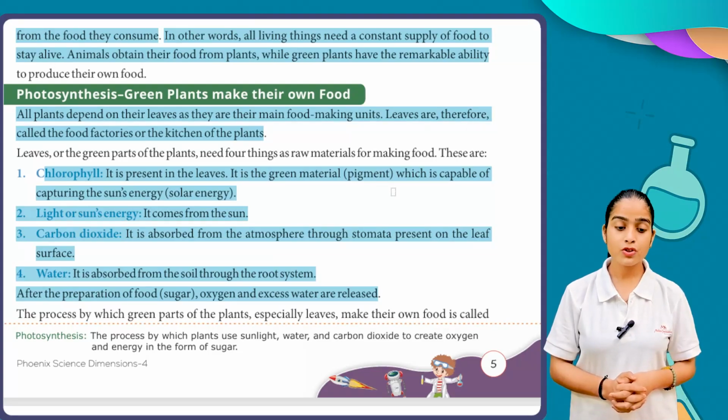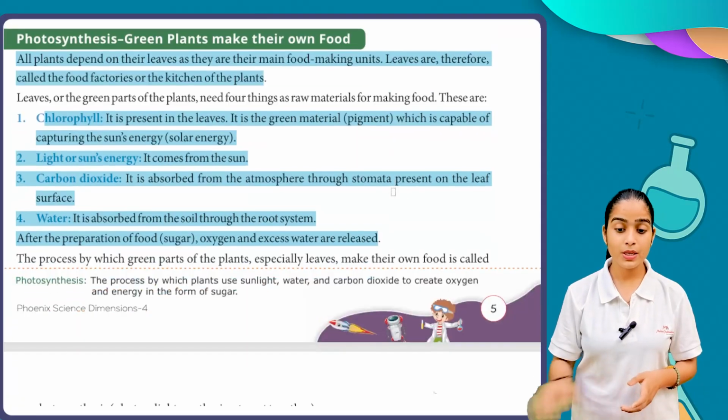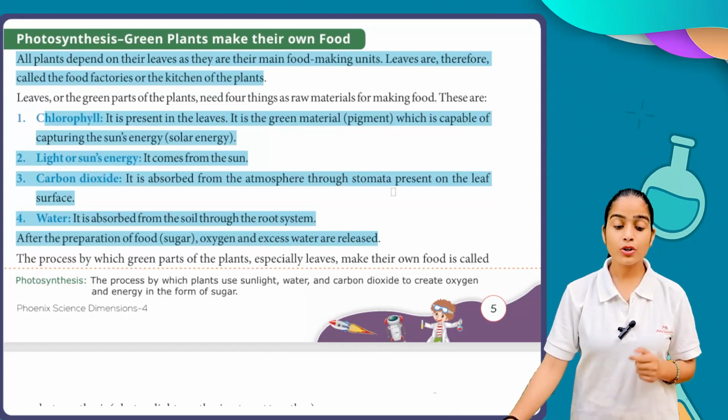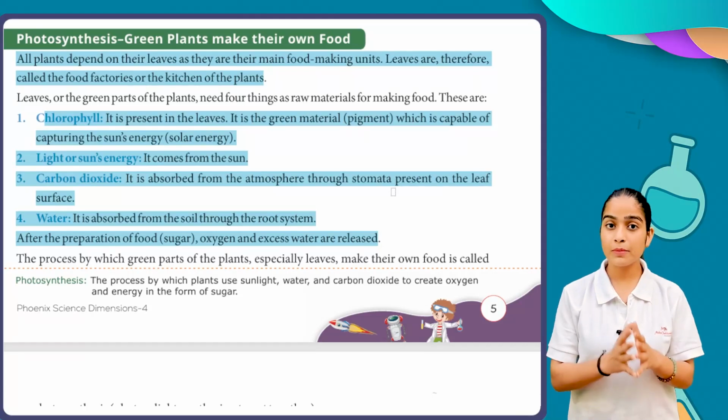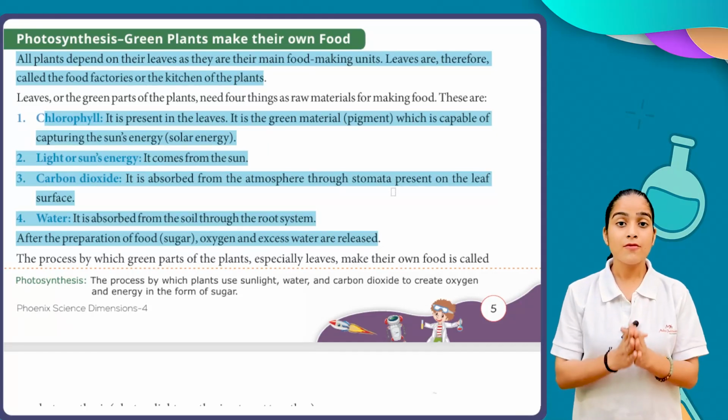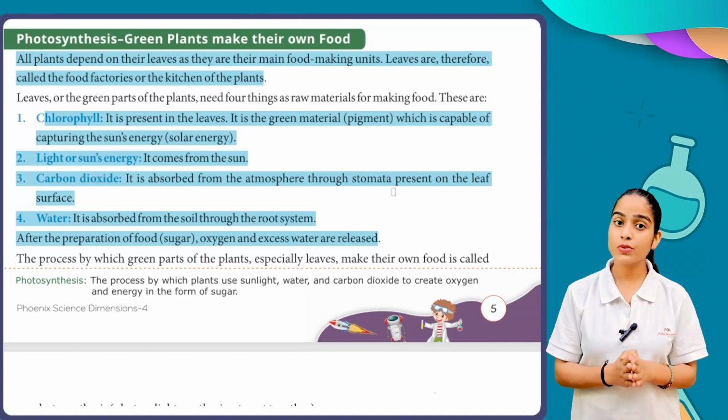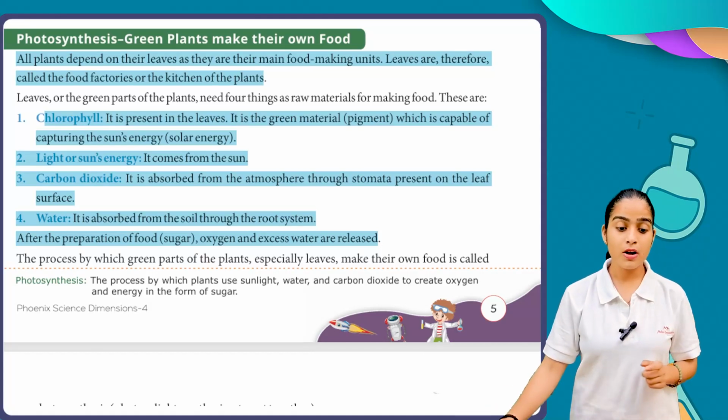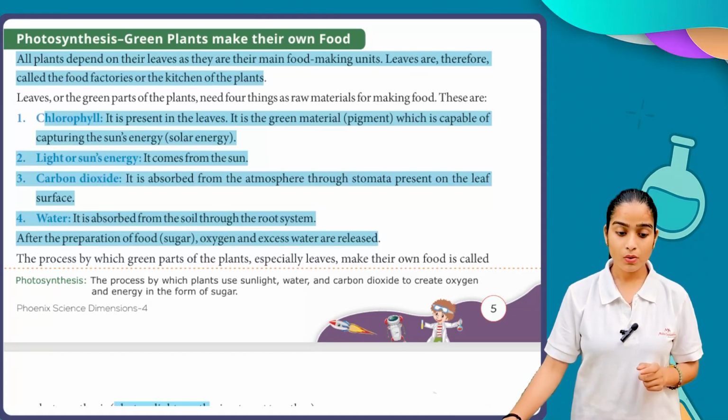The process by which green parts of the plant, especially leaves, make their own food is called photosynthesis. So the whole process in which plants make their food is referred to as photosynthesis. Photo means light, and synthesis means to put together.